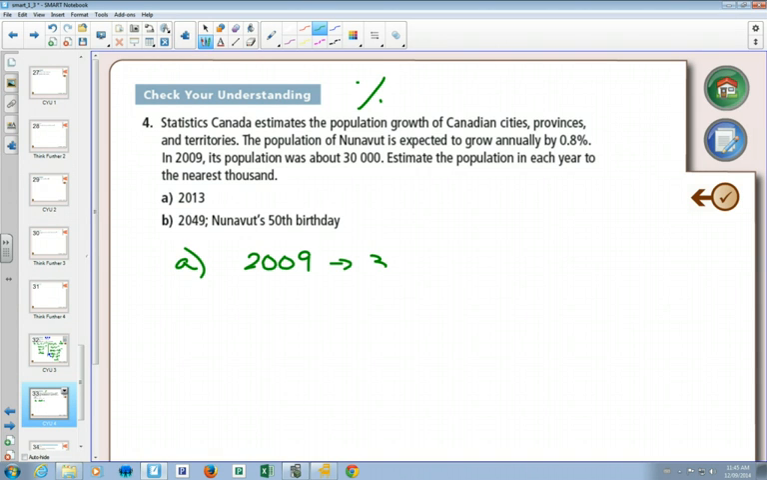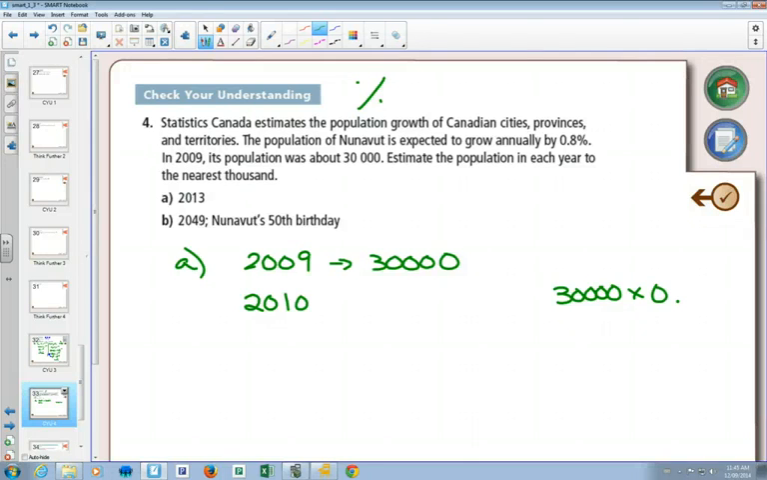We know that the population is 30,000. How would you find the next year? Well, we would find 0.8%, and how do you find 0.8% of something, Austin? You're going to have to take your 30,000. So for 2010, I'll do it off to the side here. 30,000 times, now do I write just 0.8? 0.08 or 0.008? What will it be?